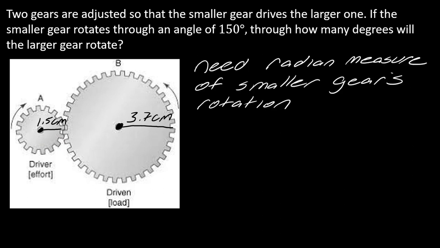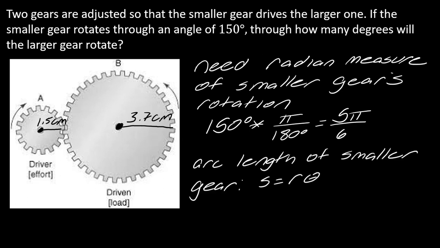So first, of course, we're going to need radian measure. We know this has something to do with arc length, so let's just go ahead and convert that 150 to radian measure. So I've got 150 times pi over 180 degrees. I'm just going to write that as the fraction 5 pi over 6.